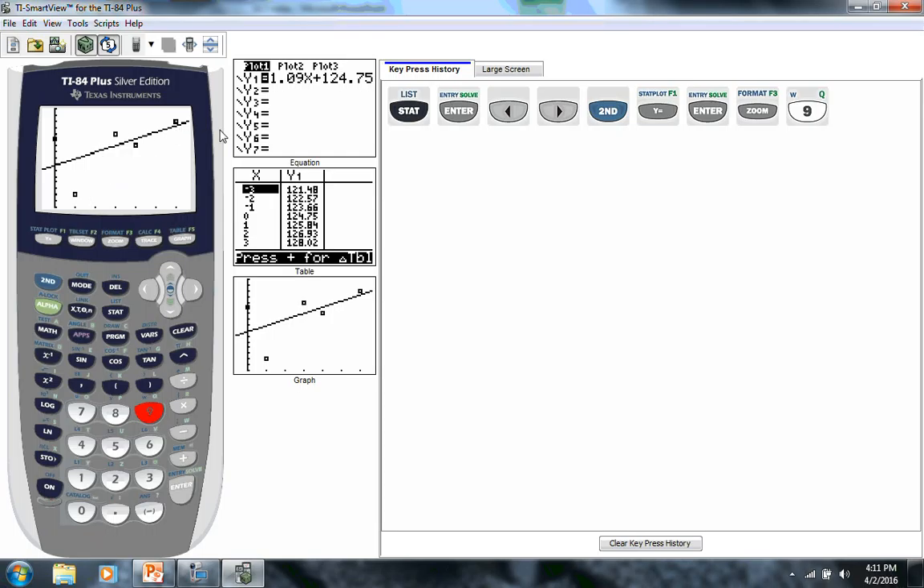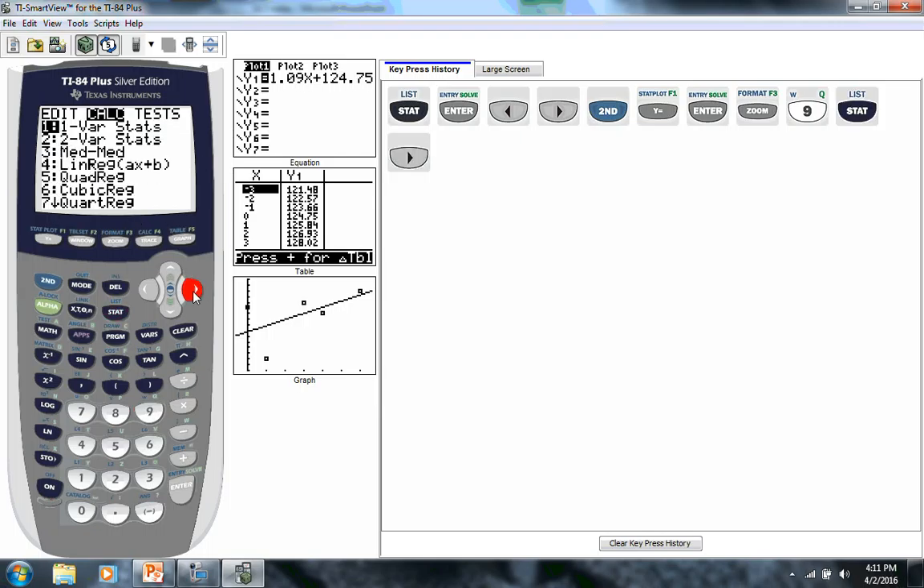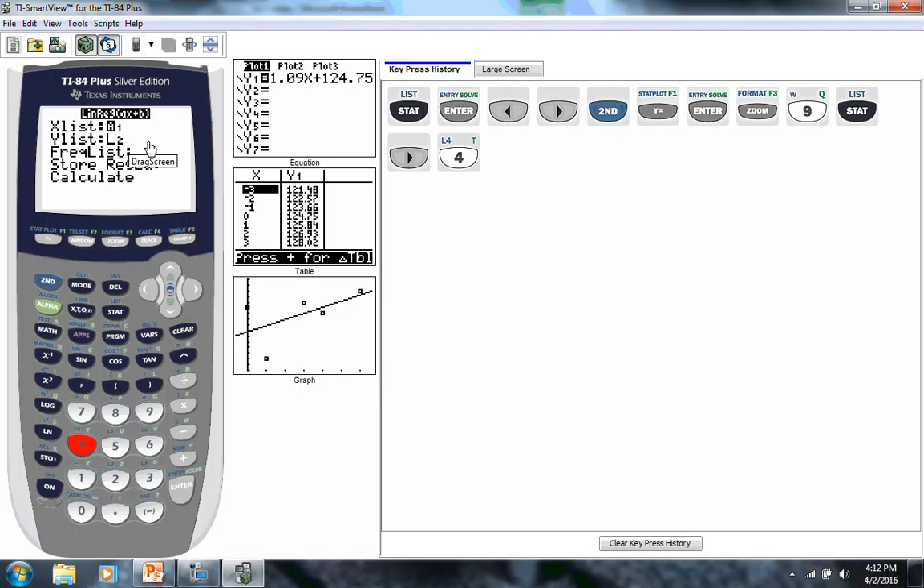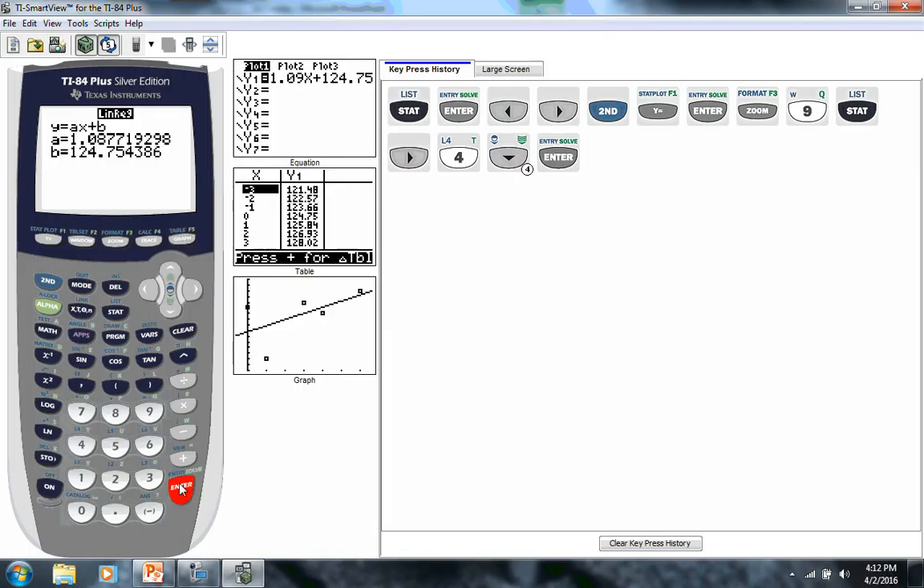Okay. So to get the line, we're going to go back to stat, and this time we're going to go over to calc, and we're going to pick option 4. We're going to have the calculator do the linear regression line for us. Now it'll say that it wants to take the information from list 1 and list 2, which we want, and then the other stuff you can leave blank, but at the very bottom there it says calculate. So you have to arrow down to calculate and then hit enter, and it spits out the information for you.